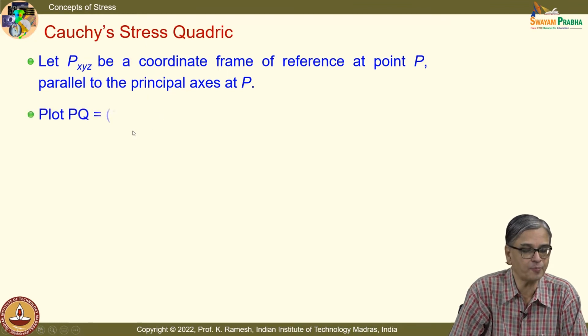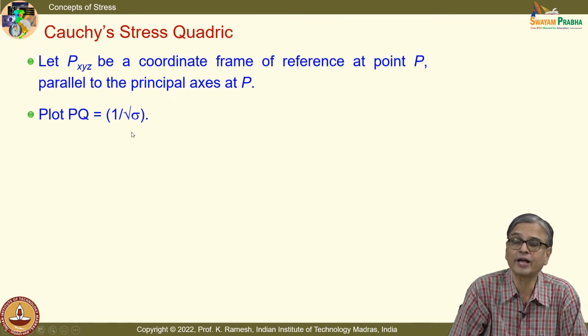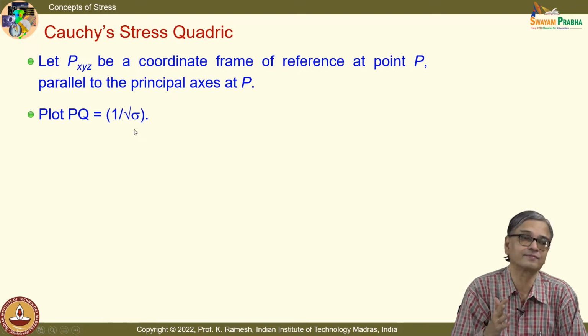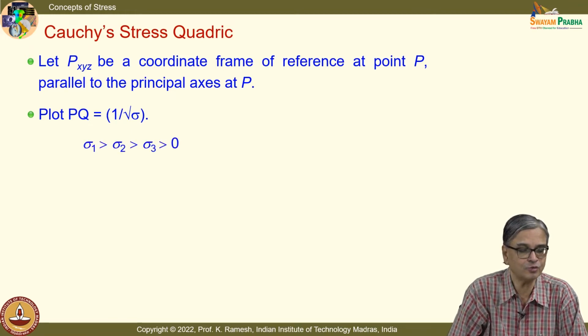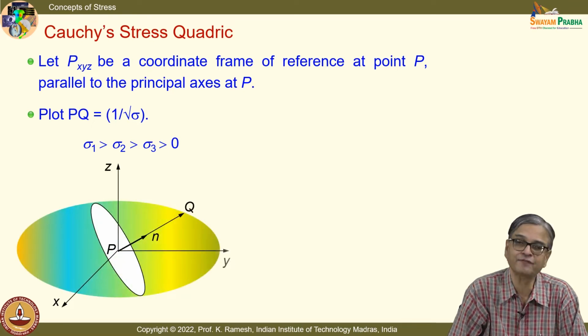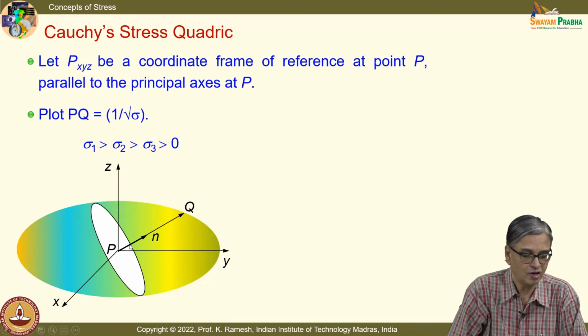Here he attempted to plot 1 by square root of sigma, that is the normal stress acting on the plane of interest. In the previous case, stress vector was plotted. In this case, you have a graphical representation for various representations of the principal stresses. If I have all of them non-zero, I will have this as an ellipsoid, and here along the normal you plot PQ, whose magnitude is 1 by square root of sigma.